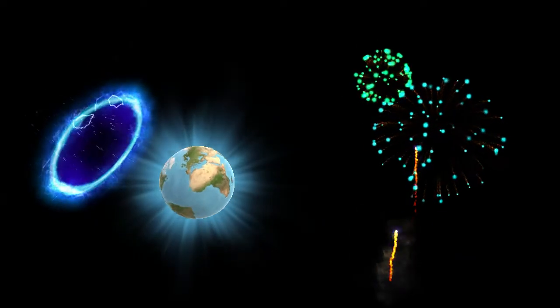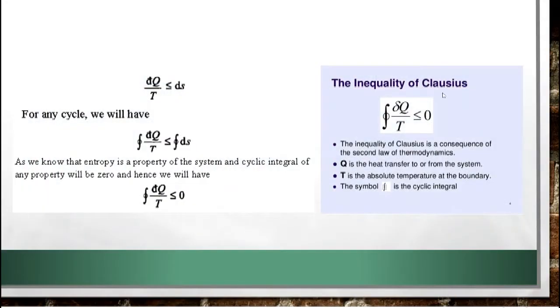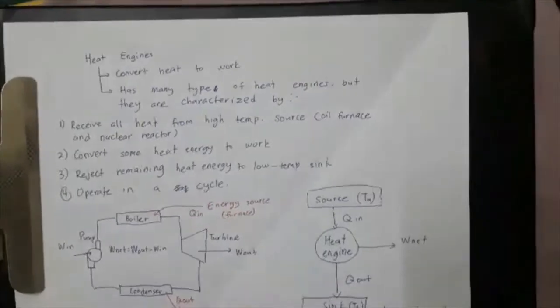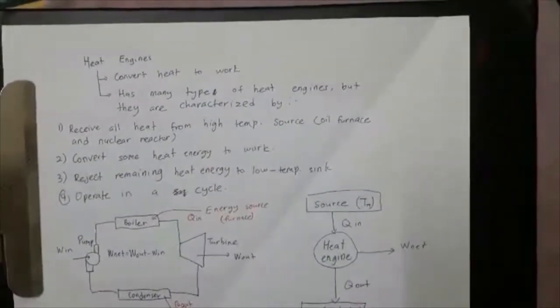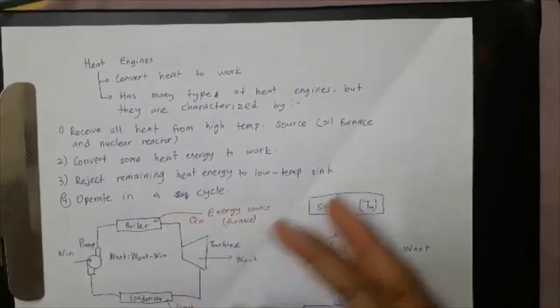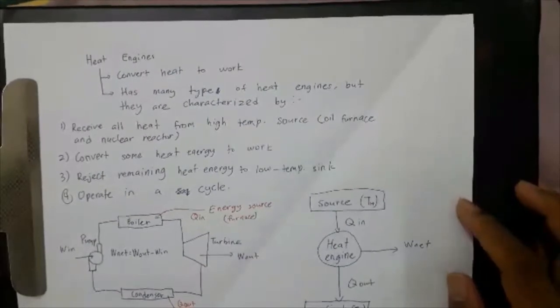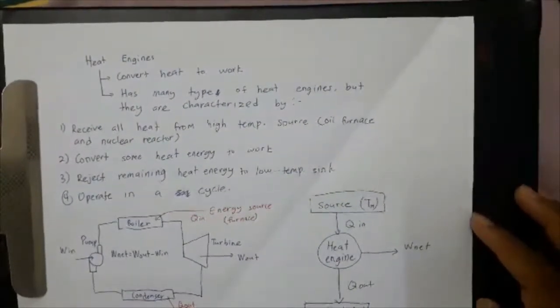So the inequality of Clausius can be expressed by the cyclic integral of delta Q over T less than zero for an irreversible system, and for a reversible system it equals zero. Both can be determined by this equation. So this is the application of the Clausius inequality. One application that uses Clausius inequality is heat engines.